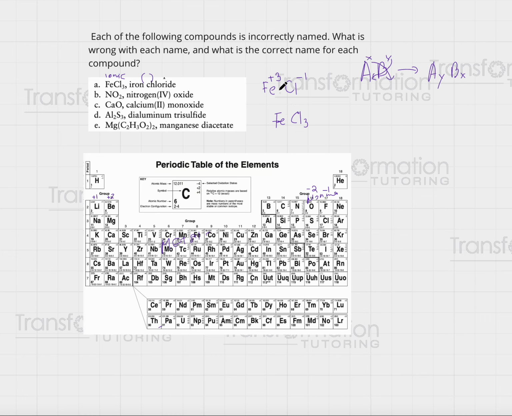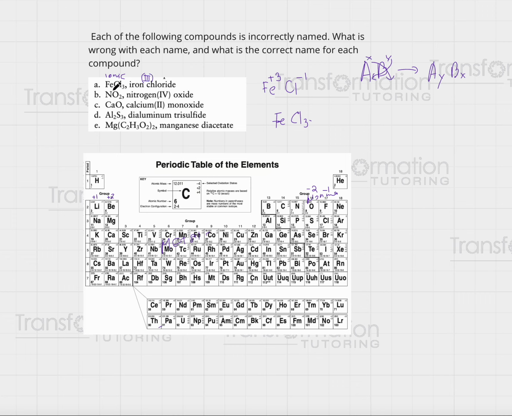Now let's see if it makes sense. If I have 3 chlorines, each one has a -1 charge. 3 times -1 is -3. So this has to be +3. -3 plus 3 is 0. That's why this compound is neutral. So simply we look at the partner's subscript. Usually that works. And in this case it's 3. So our name should be iron(III) chloride.